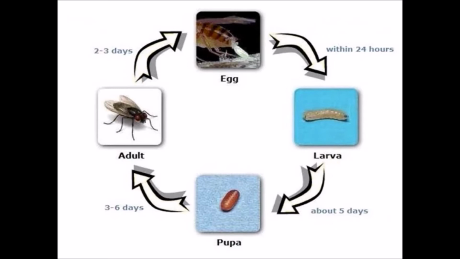It gives eggs. Within 24 hours, it becomes larva. Then within about 5 days it becomes pupa. Within 3 to 6 days it becomes adult. And once it is adult, again within 2 to 3 days it gives eggs. Just observe, in olden days people used to be very careful about houseflies, and they used to take care of the housefly.